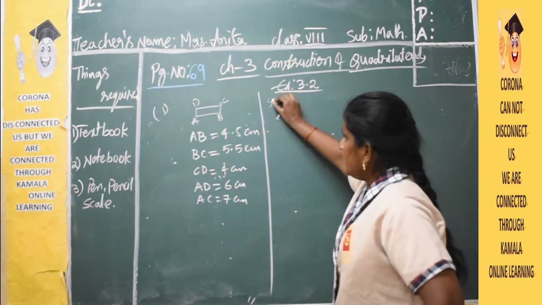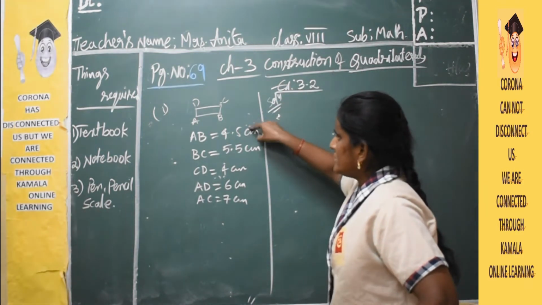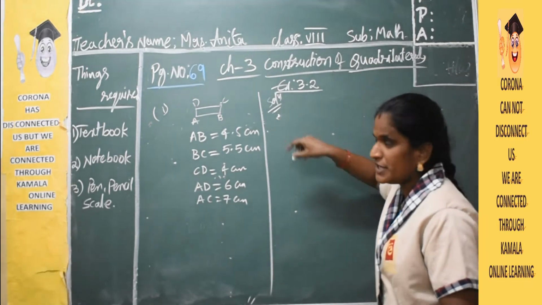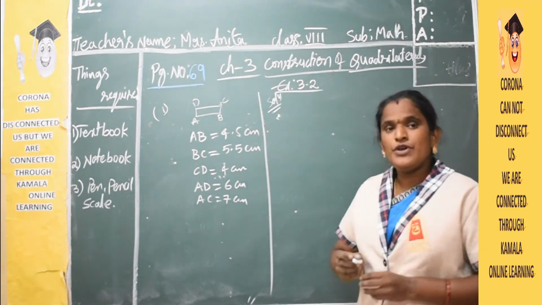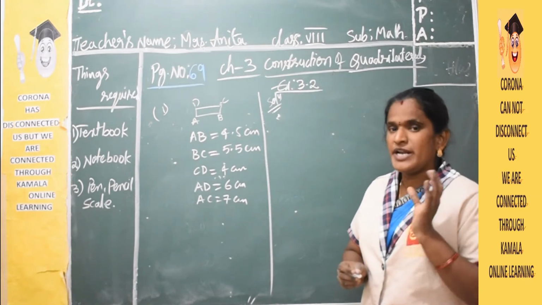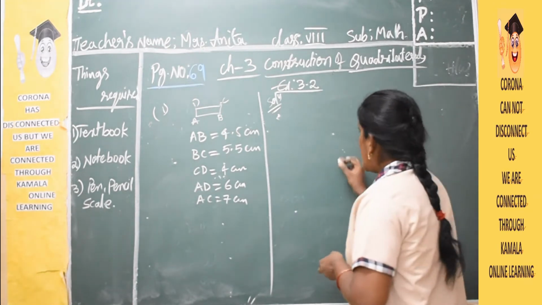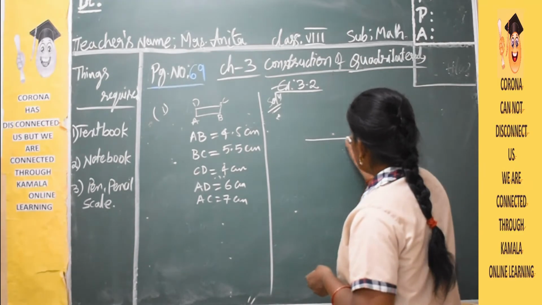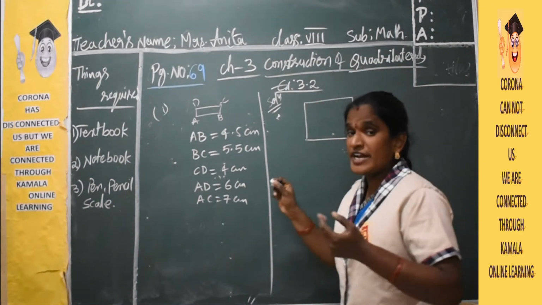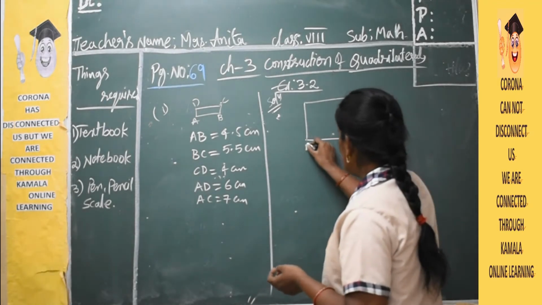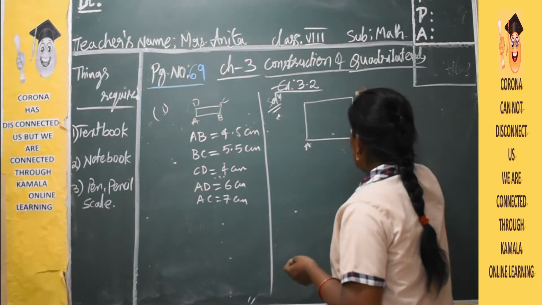So solution. This is the problem, children. I am going to do the solution. First, draw the rough sketch for this problem. You have to construct roughly quadrilateral ABCD. Okay, I am going to construct quadrilateral ABCD like this. Which type we will get, we don't have an idea. First you have to construct like this.